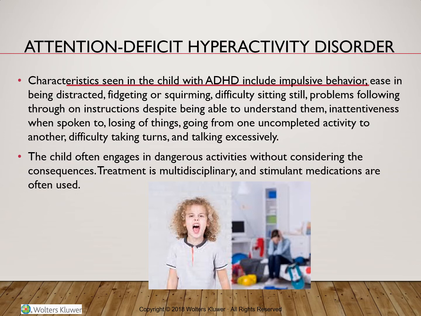They will manifest with impulsiveness. They will be easily distracted. They will have fidgeting and squirming. It will be very difficult for them to sit still. They may have problems following through on instructions. And as opposed to a patient with autism disorder, they do understand the instruction. They have a hard time following them. They will have inattentiveness when they are spoken to. They will lose things. They will leave an activity in the middle uncompleted and jump to another.